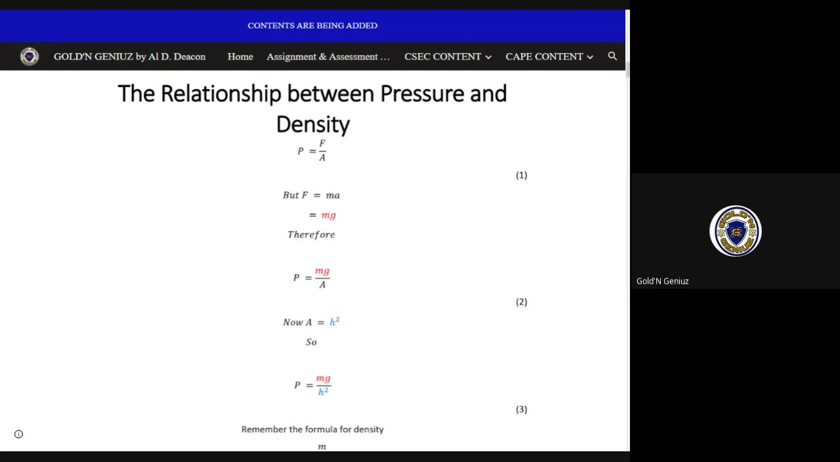Now, the same thing that we did, we are going to do again. We're going to make another substitution, because we see where we can make another substitution. How can we make another substitution? A, the area. Now, height, length, width, breadth, distance, they're all the same thing. They're all the same quantity. They are distance, they are length, right?